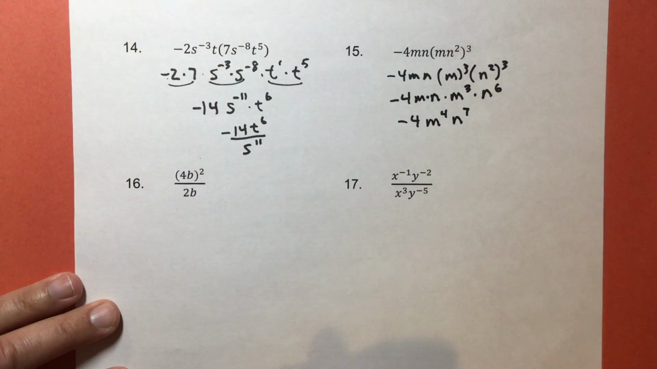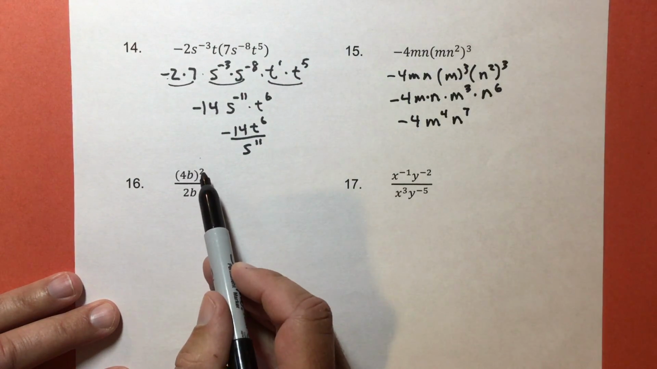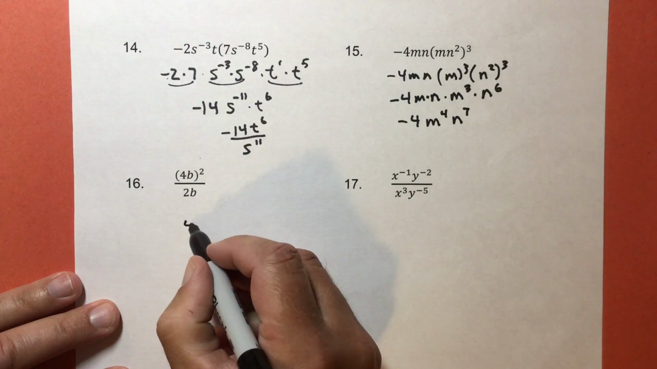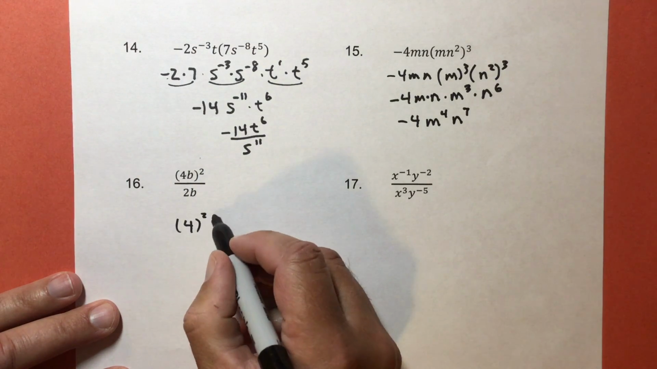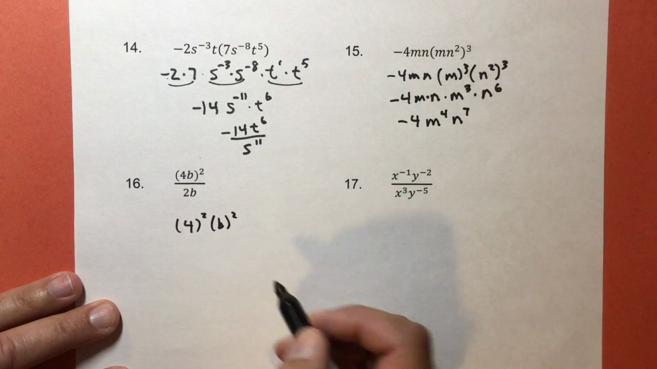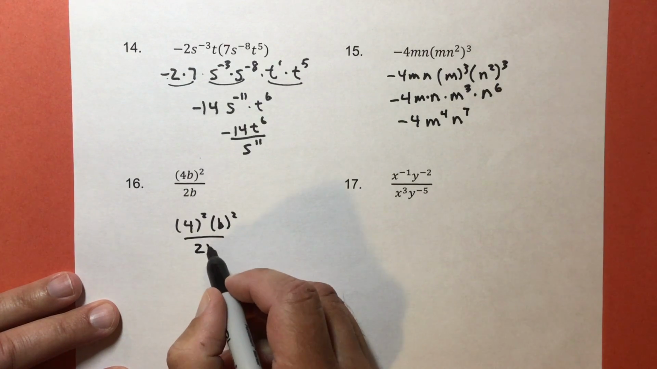Okay, moving on to problem number 16. Let's take that exponent in the top. I get 4 to the 2nd power, b to the 2nd power, all over 2b.